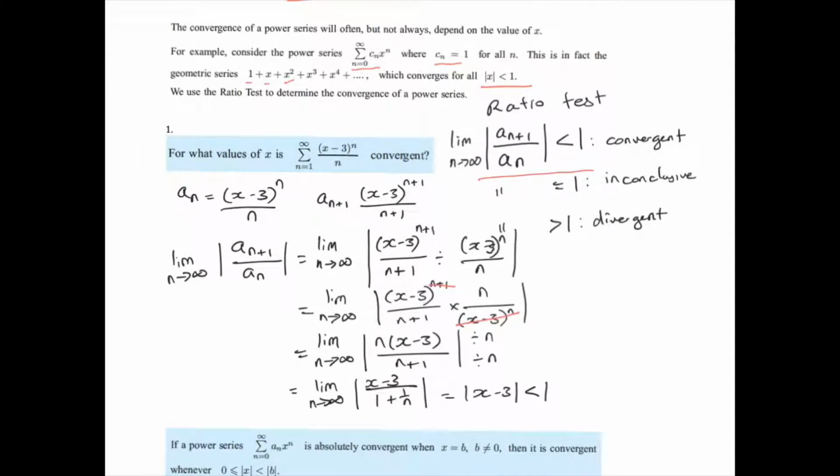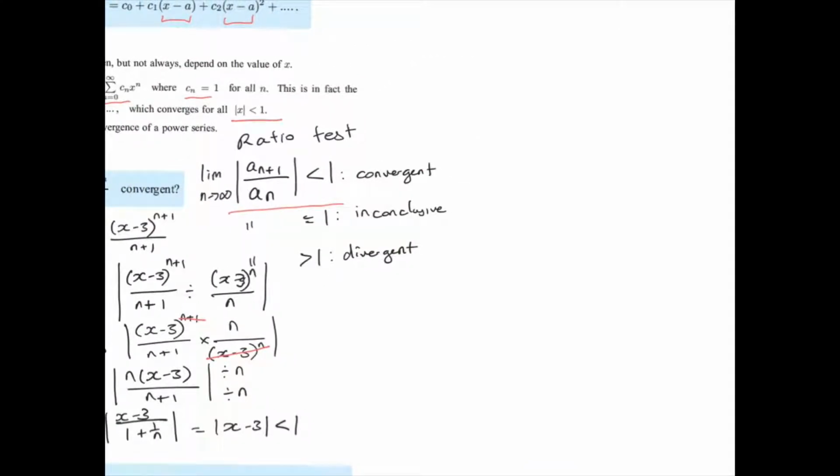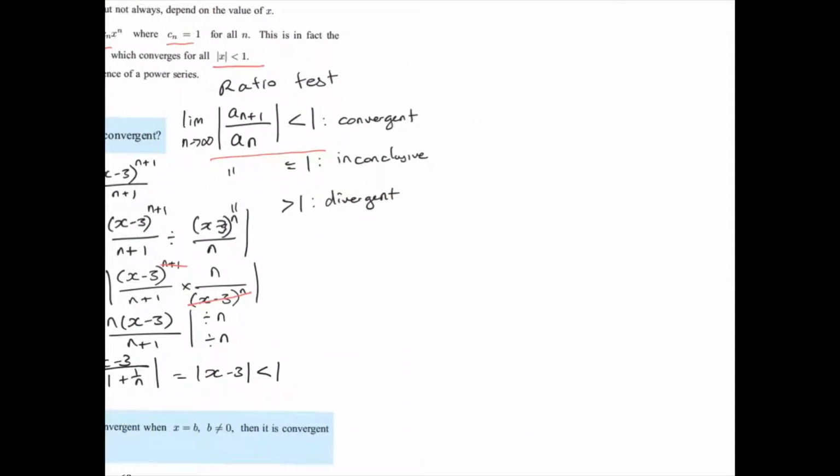So we need the absolute value of x minus 3 to be less than 1, and I want to find the x values. So what do you think I'm going to do now? Solve an inequality. And how do I solve an absolute value inequality? Split it into two inequalities. The first is x minus 3 is less than 1.